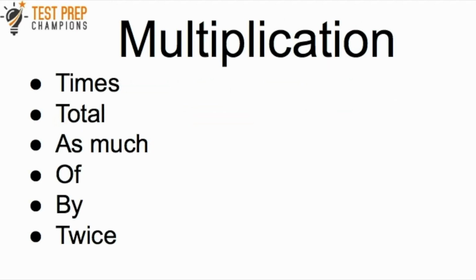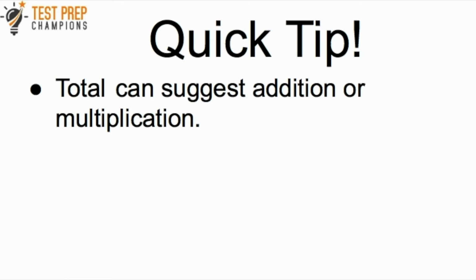Now for multiplication, some keywords would be times, total, as much, of, by, and twice. So as a quick tip, note that the word total could be a clue that you need to add, but it could also be a clue that you need to multiply. So you're going to have to still think critically here, and that goes for all these keywords here.